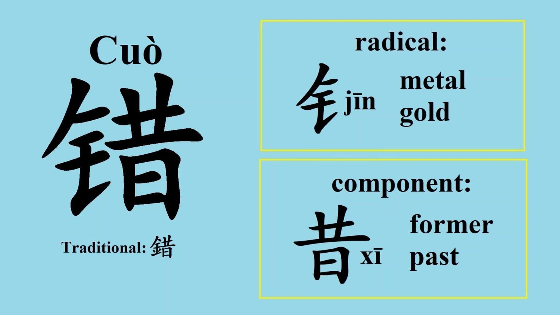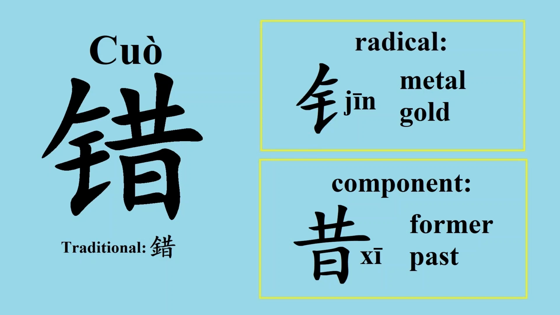The component on the right-hand side is 昔, which is the English equivalent of past or former. In the olden days, represented by the Chinese word 昔, people were paid in gold, 金, and thus was a mistake, 错, as it attracted robbers. Not a bad way to remember this Chinese character, isn't it?